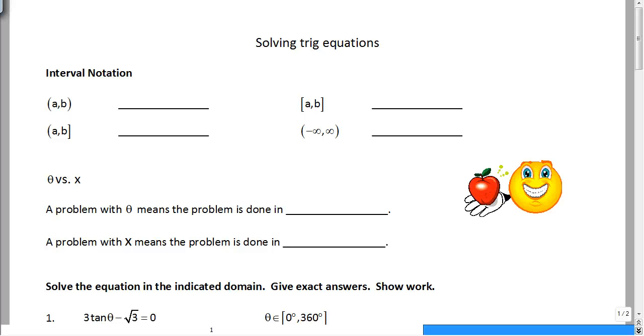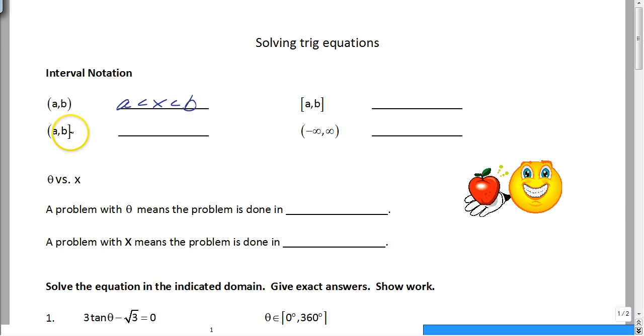Alright, it's time to solve some trig equations. And before we get there, I would like to quickly recap on interval notation. When we have parentheses, that means whatever is next to the parentheses is not included in your final answer. So this would be any answer between A and B, but not including A and B.